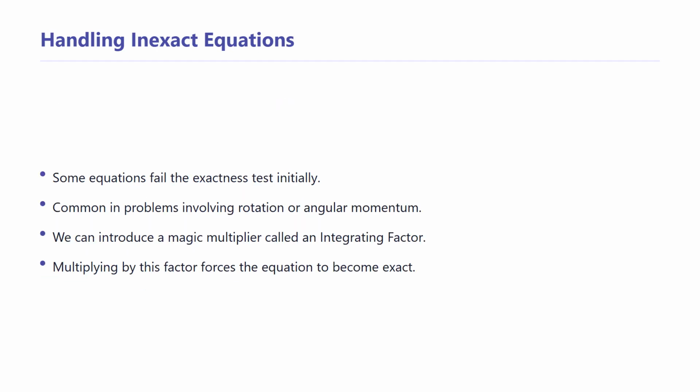Now that we have successfully solved an exact equation, what happens when an equation fails our test? These inexact equations often appear in physics problems involving rotation or angular momentum, but we do not have to give up. We can introduce a magic multiplier called an integrating factor. By multiplying the entire equation by this carefully chosen factor, we can mathematically mold it, forcing the equation to become exact so we can solve it using our standard method.